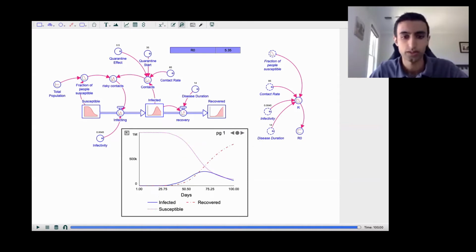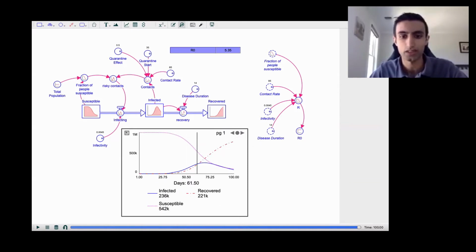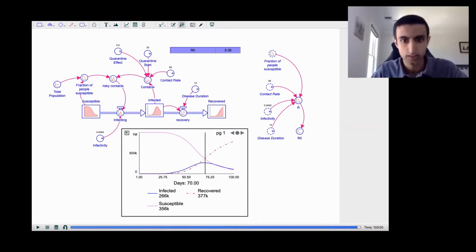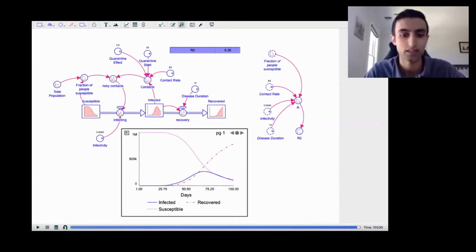You also see what people call flattening of the curve, right? The number of infected never peaks as high as it did without the quarantine. And that's important because, as you may know, that means the healthcare system has an easier time dealing with the number of infected people.